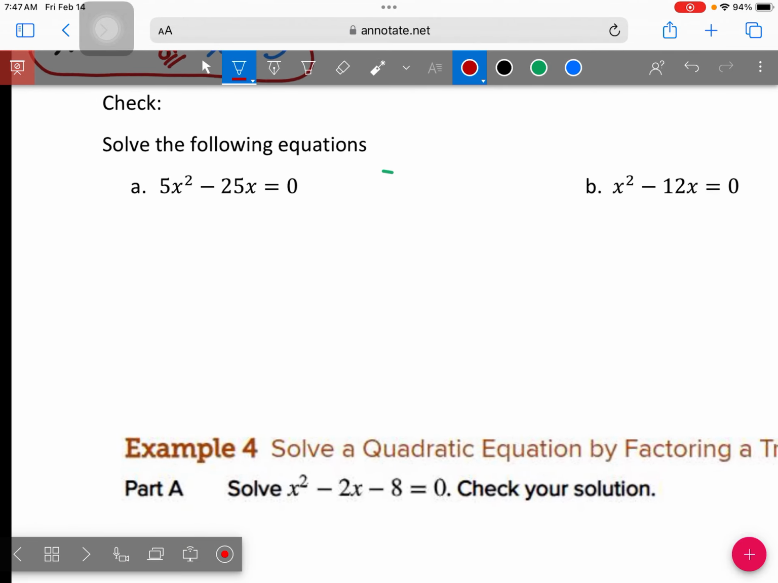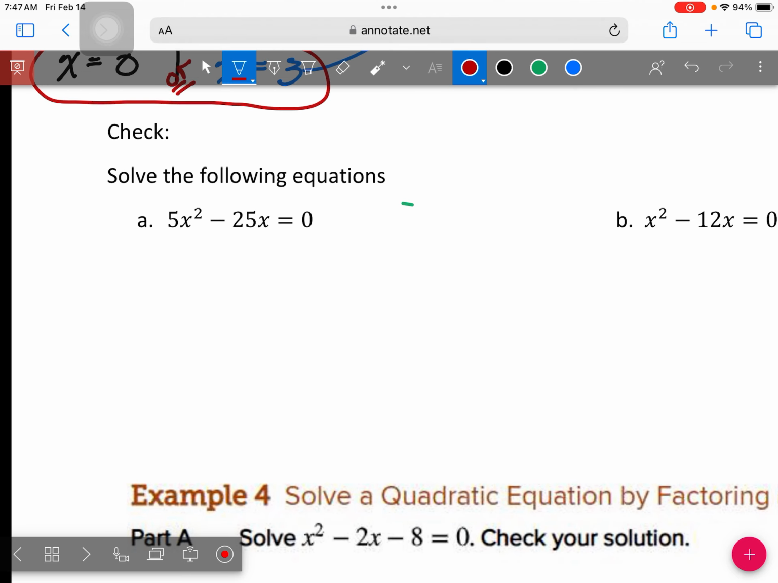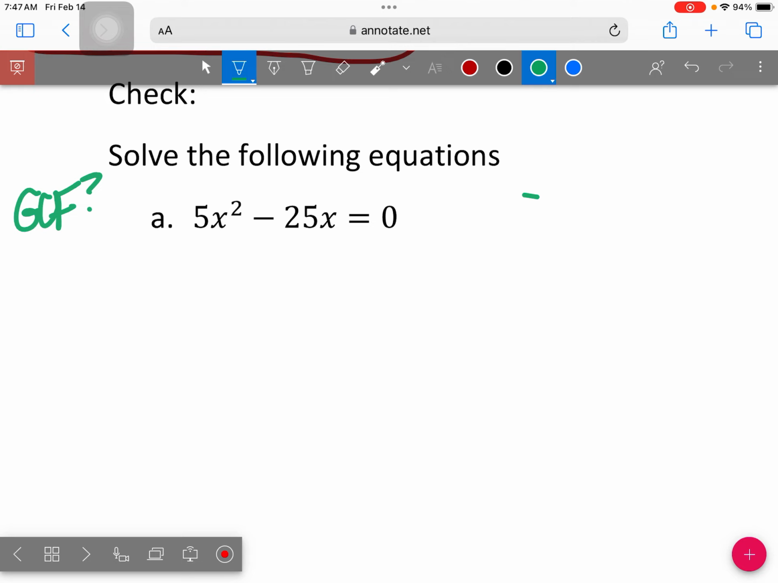Solve the following equations. We're going to solve them by factoring. What's the first step? GCF. Always look for a GCF first. So I have 5x squared minus 25x. What's my GCF? What can I divide both of those terms by? How about 5? Can I divide by 5? Yeah. How about an x? They both have x. How many? X to the first, x to the second. X to the first. All right, you just found your GCF.